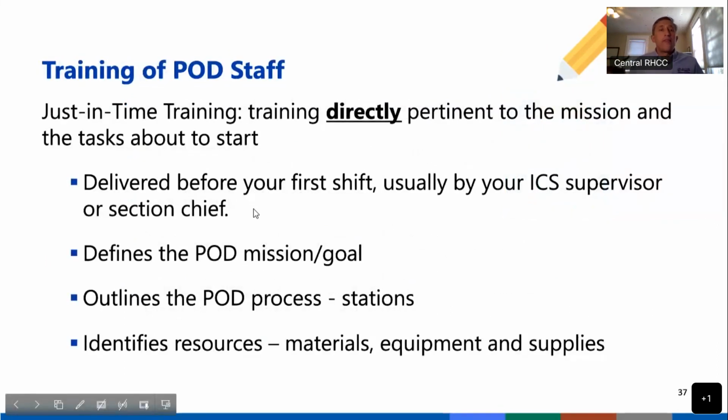So training of pod staff, generally speaking, at the pod, you're going to receive an incident briefing where the planning section chief or the pod manager is going to walk you through the different stages of the pod. And then you're going to get some one-on-one time with your supervisor. You'll have a chance to ask questions and that sort of thing. And then you'll be oriented to the site, so you'll know where the restrooms are, what the plan is for lunch or food, where you can eat, and where all the equipment and supplies are that you might need.